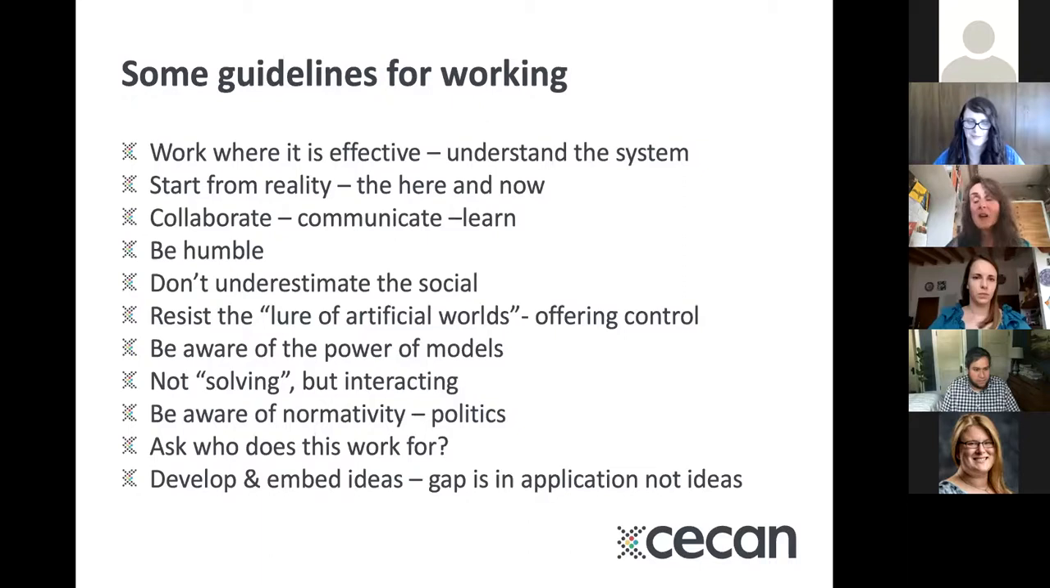So if we really want to make things happen in the real world, we have to think about that. An aspect of that is to be aware of the lure of artificial worlds, or the illusion of control that models can give to, say, policymakers or other people trying to solve these problems. You've got to be very careful, because people are often looking to get away from the complexity, to throw away the difficult and messy nature of reality.